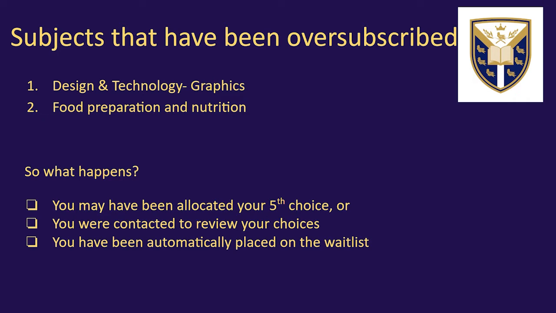The waitlist process is quite complex as there may be more than one class that you could be placed into, so you may be on more than one waitlist for a particular subject. As a rule, we do not disclose where you are on the waitlist, as in the past this has caused difficulties for students. If you have missed out on one of your choices because of oversubscription, you do not need to do anything. You do not need to request a change.